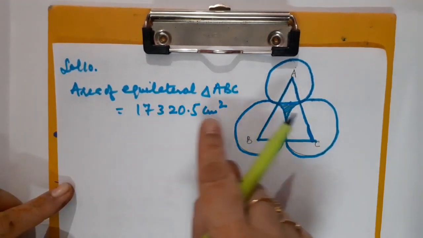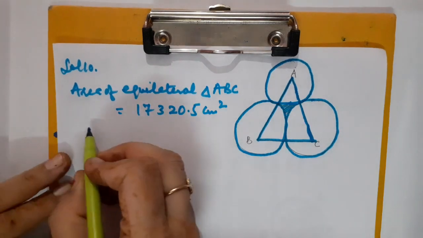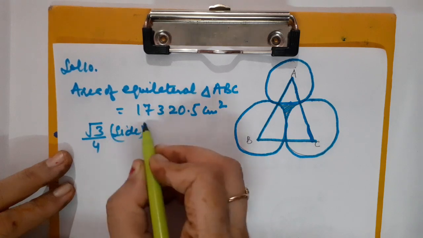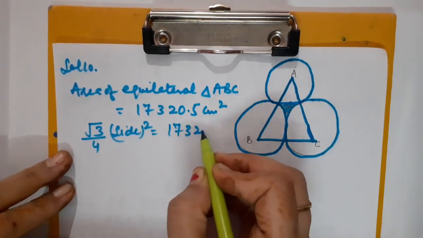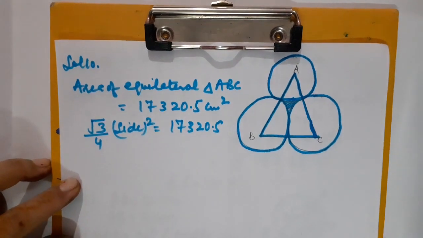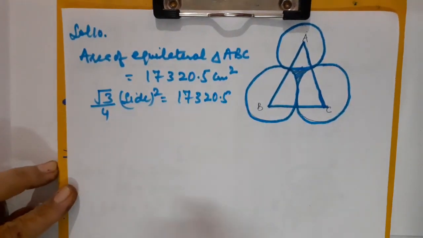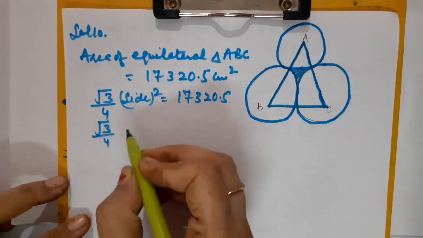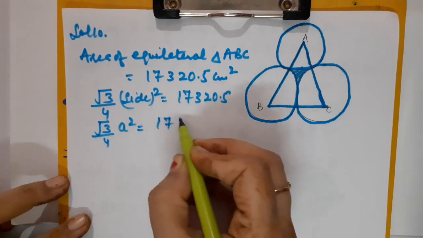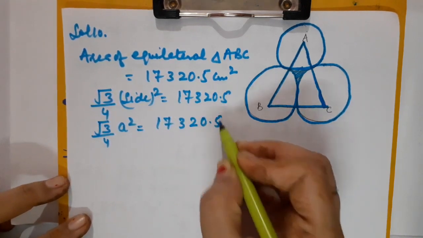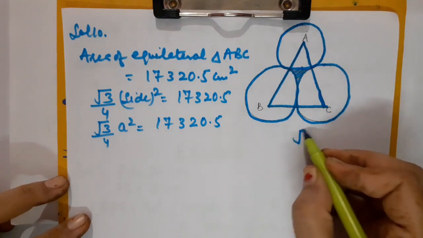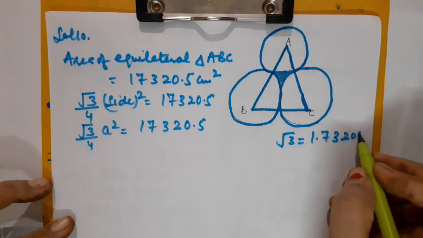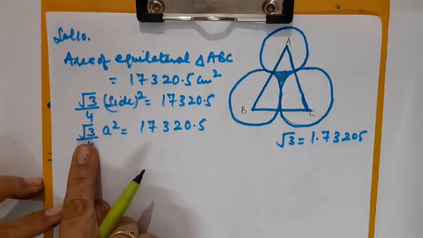First of all, the area of the equilateral triangle is given to us. You know its formula, that is root 3 by 4 side square is equal to 17,320.5 centimeter square. Correct, children? Okay. You can even assume let the side be A. So you can write root 3 by 4 A square is equal to 17,320.5. Children, the value of root 3 is given to us in the question, that is 1.73205.